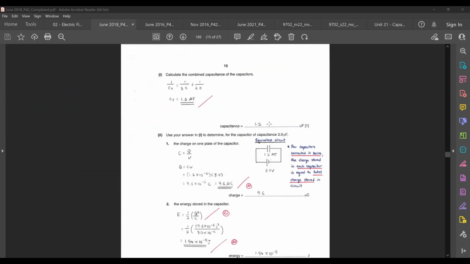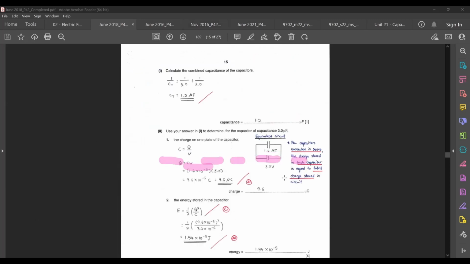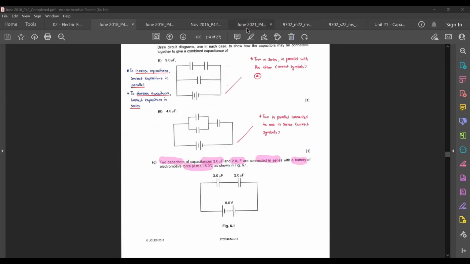So in part C, you want to find out a certain thing from this diagram where they tell you that 2 capacitors, 3 microfarad and 2 microfarads, are connected in series with a battery of EMF 8 volts as shown in this figure here. Then after that, calculate the combined capacitance of the capacitors. This one, maybe it's better if I just try and redraw your diagram here. This one is something that looks like this.